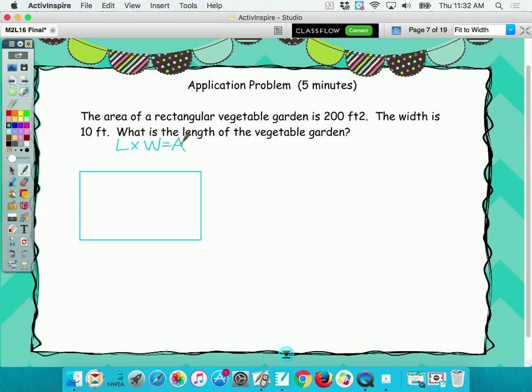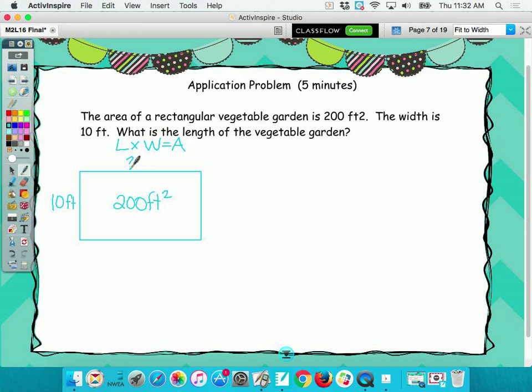Just a minute, okay? It says the area of a rectangular vegetable garden is 200 feet squared. The width is 10 feet. What is the length of the vegetable garden? So on this rectangle, let's write down what we know. What do we know? We know the area, don't we? So write that in the middle. What else do we know, Cooper? The width is 10. We do not know the length, do we?